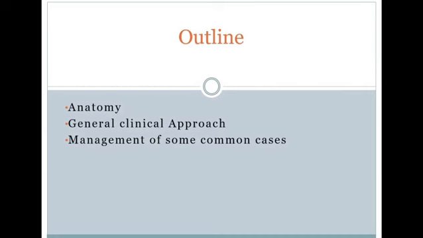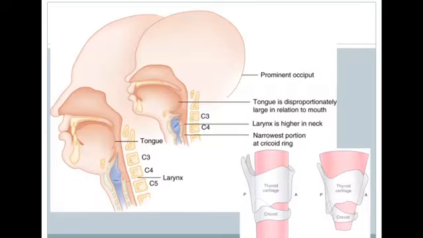So we'll start with anatomy. To be able to appreciate how difficult it is to manage kids with upper airway obstruction, you must know about the differences in the anatomy between a pediatric upper airway and adult upper airway. If you can see the slides here, you can see that there are some differences in the anatomy of the upper airway in pediatric and in an adult airway.